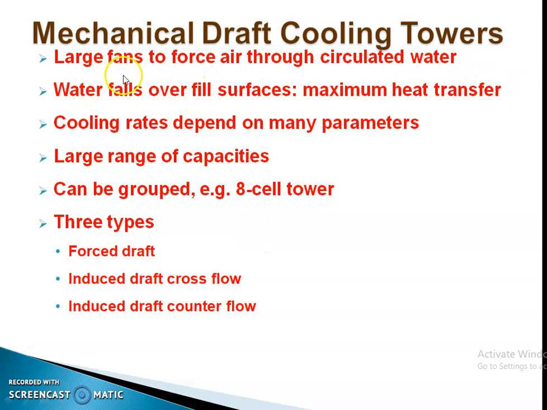Next, we discuss the mechanical draft cooling towers. In the mechanical draft cooling tower, we use a large fan to force air through the circulated water. Water falls over the fill surface, giving maximum heat transfer. The cooling rates depend on many parameters. Large range capacities can be grouped, for example an 8 cell tower. For the mechanical draft cooling tower, there are three types: first one is forced draft, second one is induced draft cross flow, third one is induced draft counter flow.